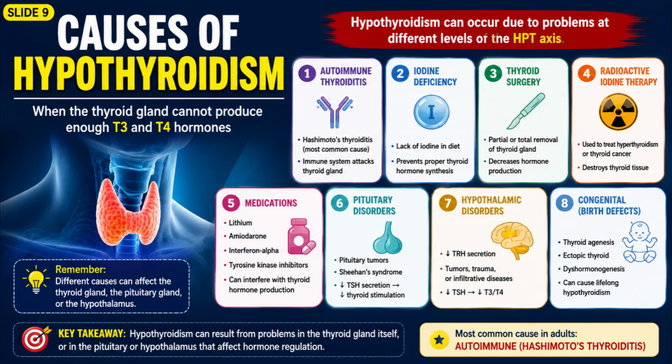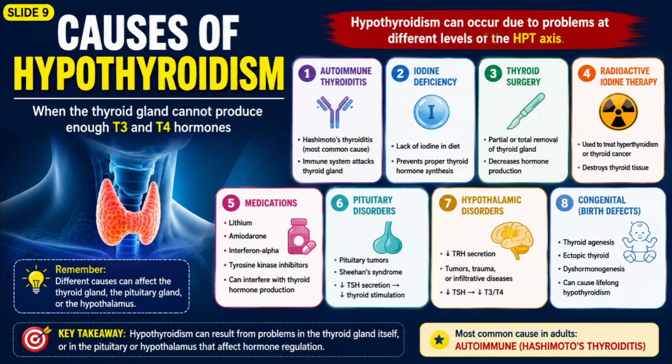Another important cause is iodine deficiency. Since iodine is an essential component of thyroid hormones, inadequate iodine intake can impair hormone synthesis and lead to hypothyroidism. Hypothyroidism may also develop following thyroid surgery, where part or all of the thyroid gland is removed, resulting in reduced hormone production. Similarly, radioactive iodine therapy, commonly used to treat hyperthyroidism or thyroid cancer, can damage thyroid tissue and decrease hormone secretion.